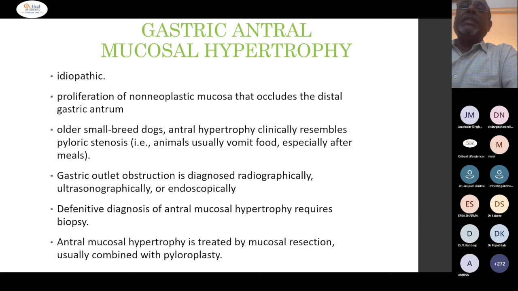Gastric outflow obstruction is diagnosed radiographically, ultrasonographically, or endoscopically. Definitive diagnosis of antral mucosal hypertrophy requires biopsy. Antral mucosal hypertrophy is treated by mucosal resection, usually combined with pyloroplasty. Normal medical treatment is not going to set it right. You'll have to go in for surgery, like you do for pyloric stenosis.